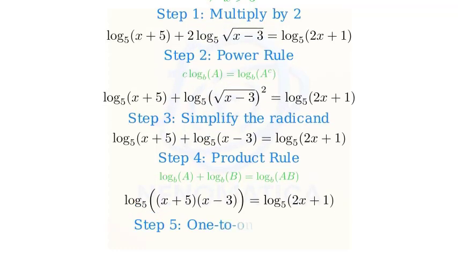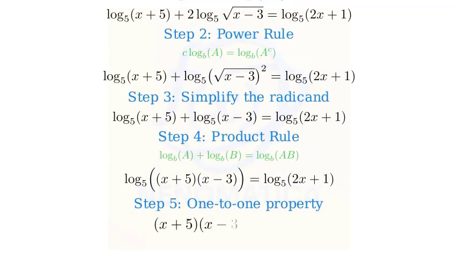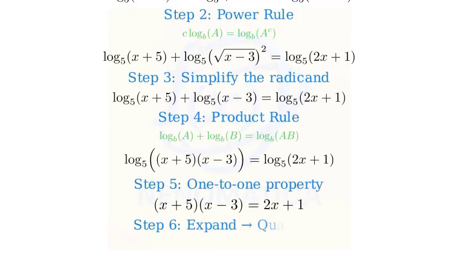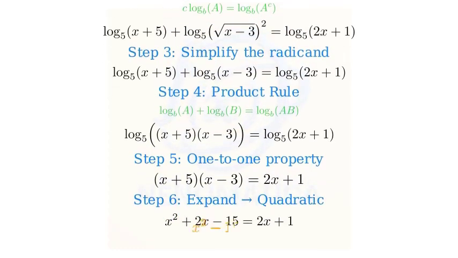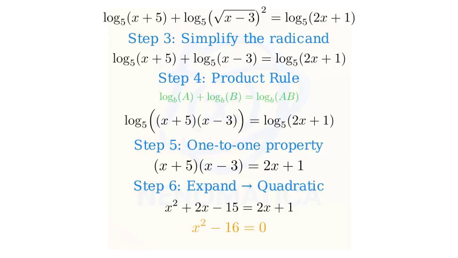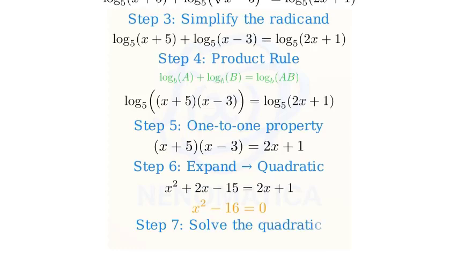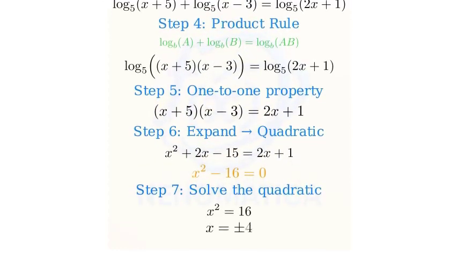Step 5. Because logarithm base 5 is one-to-one, we can equate the arguments. Step 6. Expand the product and move all terms to the left to form a quadratic. x squared plus 2x minus 15 equals 2x plus 1, which simplifies to x squared minus 16 equals 0. Step 7. Add 16 to both sides to get x squared equals 16. Then take square roots to get x equals plus or minus 4.